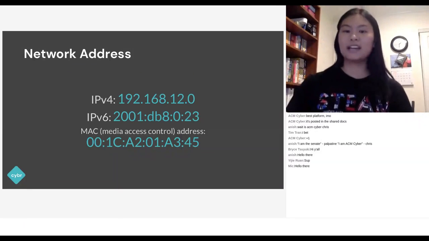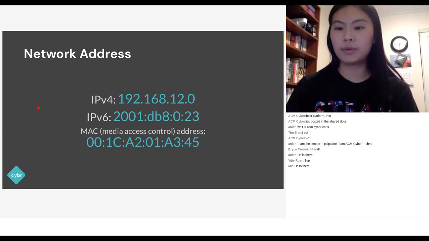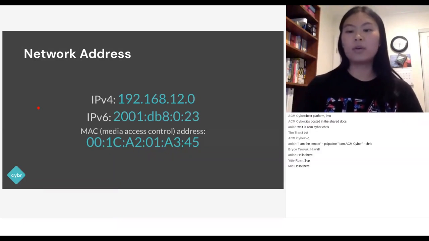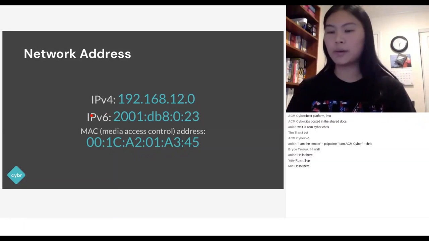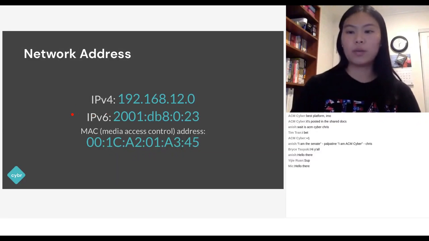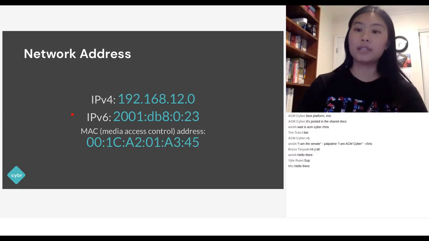Okay. This is a visual for those who have seen or heard of IPv4 or IPv6 and MAC addresses, but don't really know the difference. So IPv4 over here, which is an example, is 192.168.12.0. IPv4 uses 32 bits and dotted decimal notation.